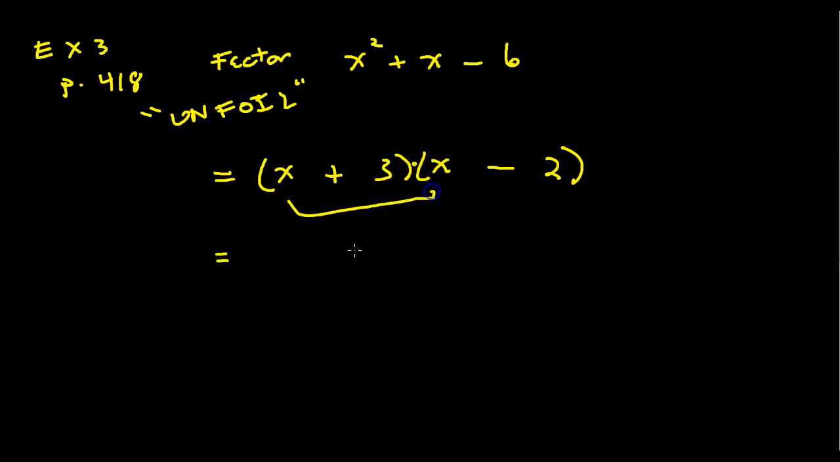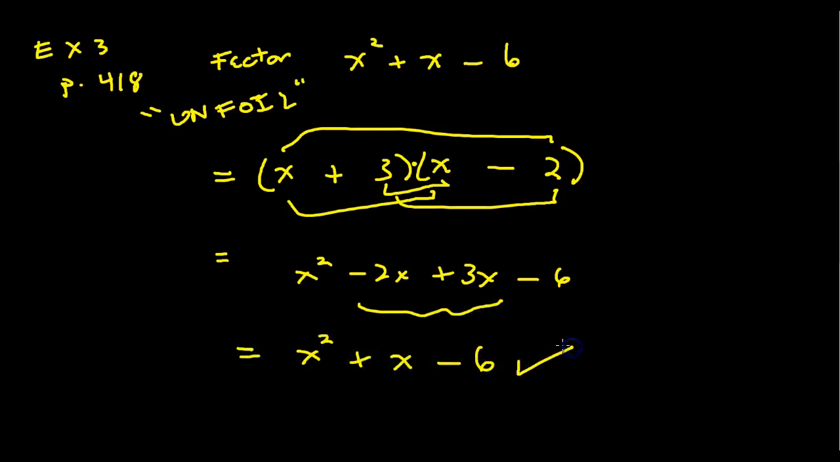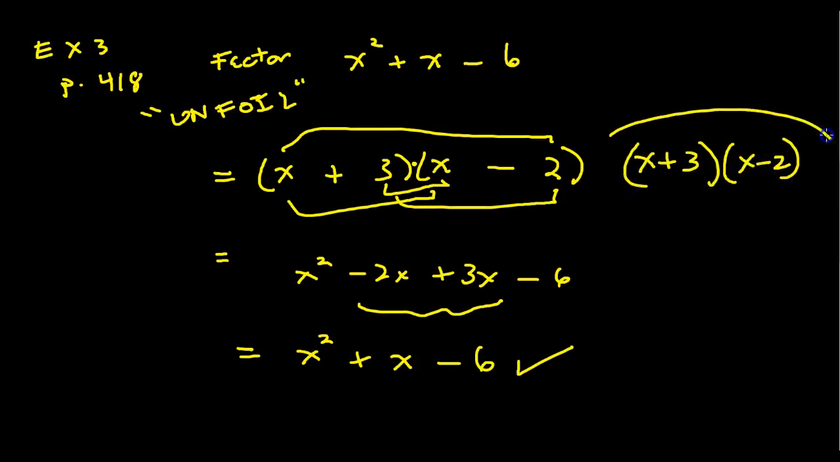The first product is x squared. The outer product is going to be minus 2x. The inner product is, of course, plus 3x. And the last product is minus 6. Again, these two inner and outer products are like terms, and indeed they do add up to a plus x. So indeed this answer does check. So this is my answer here, x plus 3 times x minus 2. I have completely factored the given trinomial into a product of two binomials.